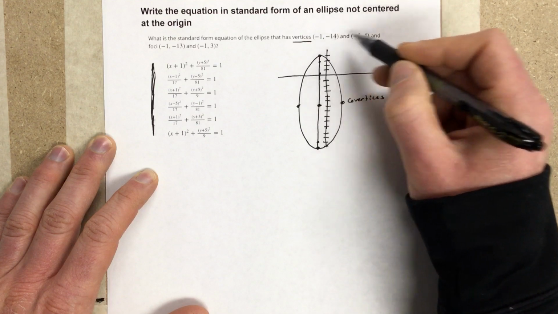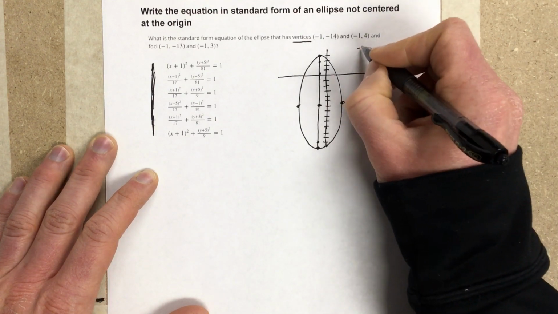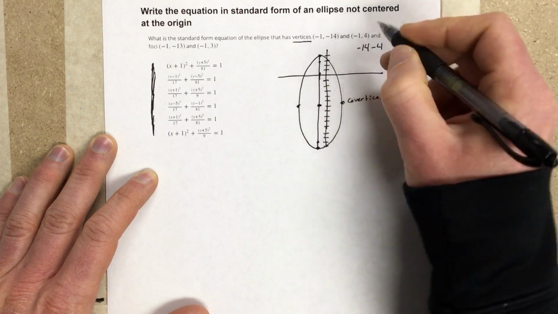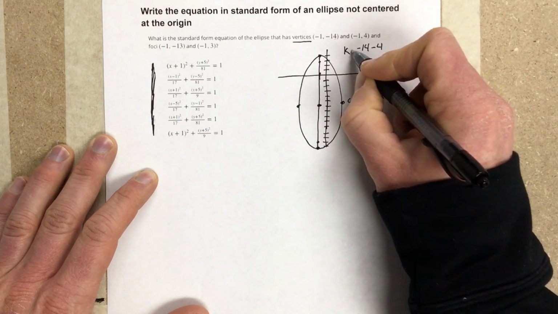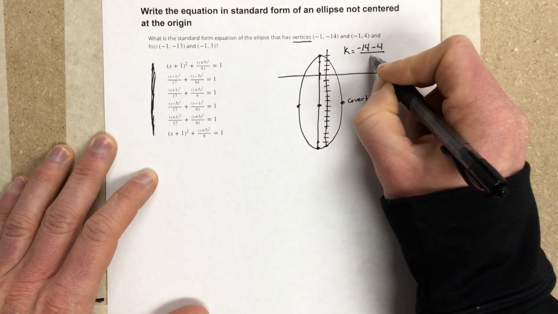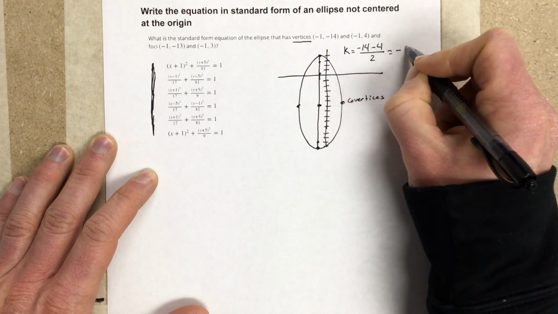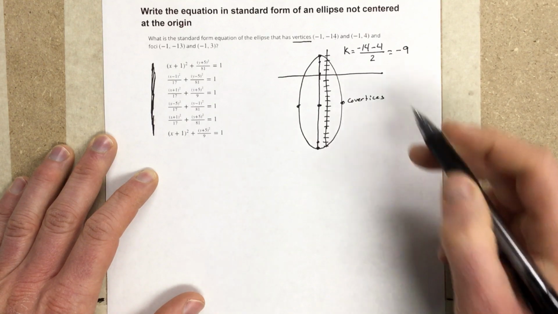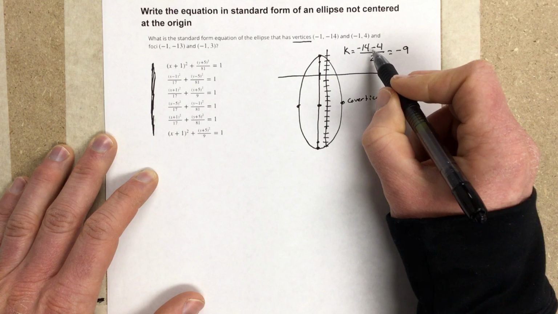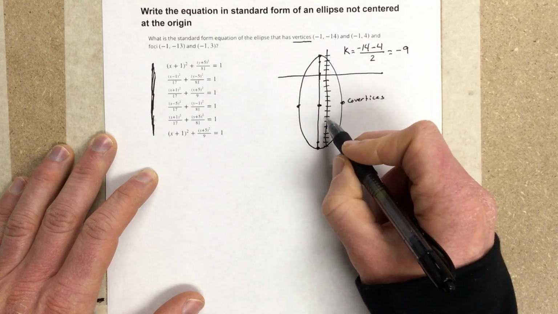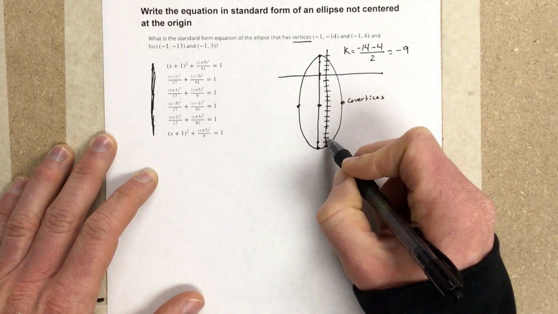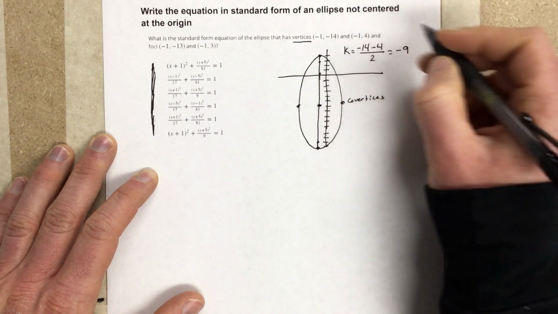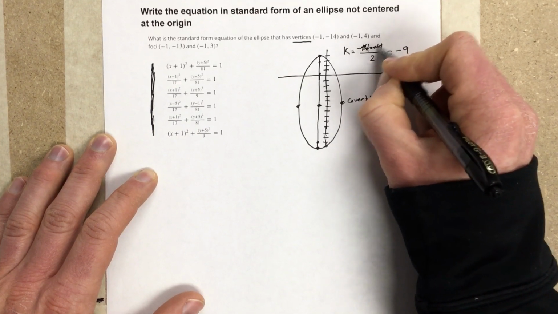So what's the difference between -14 and 4? I'm going to say that this is the k value. -14 minus 4 divided by 2, I get -9. So I've got, let's see, -9 would be 1, 2, 3, 4, 5, 6. No, that's not right. Let me do that again.